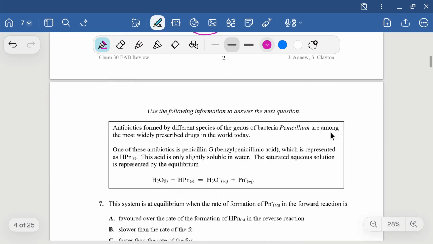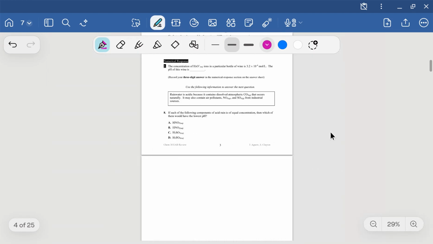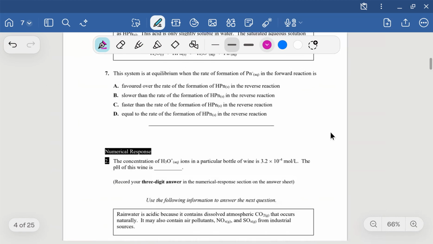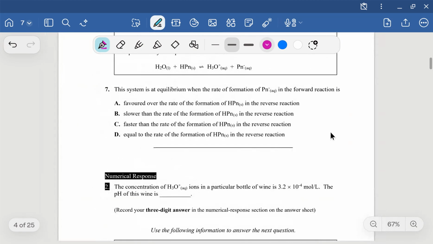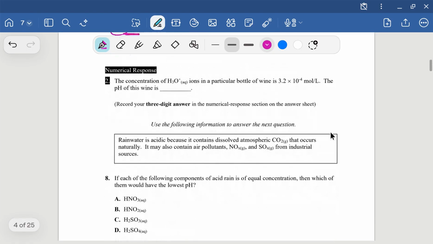Moving on from here, sorry about that. Let's fix this. Number 7, it's giving you an equilibrium expression and then telling you that the rate of formation of the NO2 negative, if you are in equilibrium, would be equal to the rate of formation of one of the reactants. If you're in equilibrium, it's all about the rates. The rate of the forward equals the rate of the reverse. So your answer is D.